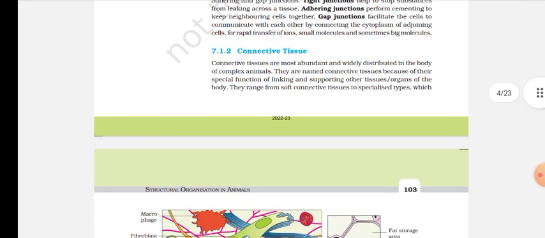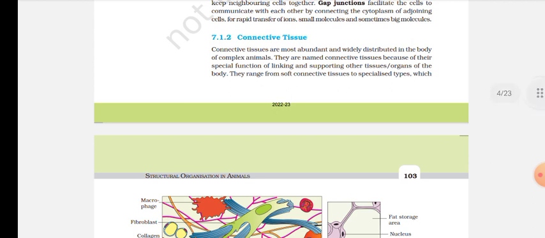7.1.2 Connective tissue. Connective tissues are most abundant and widely distributed in the body of complex animals. They are named connective tissues because of their special function of linking and supporting other tissues or organs of the body.